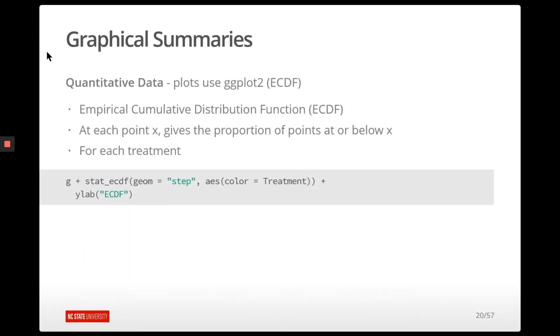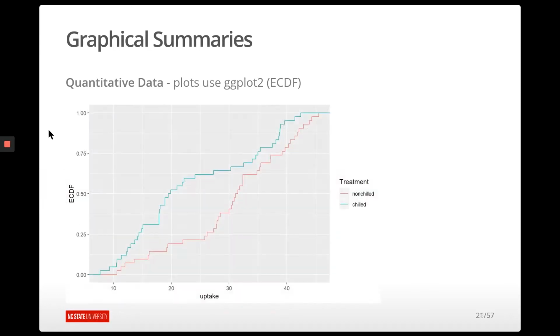But even if you're going to use a stat layer, it's still really easy to change it up and add different options to it. So here we're going to add an aesthetic for color, and we're going to color by treatment. So essentially I'm going to get two empirical CDFs, one for non-chilled and one for chilled. And then I'm also going to add a layer corresponding to the Y label, just to make it a little bit more intuitive. If you've ever done survival data or dealt with data like that, ECDFs are used quite a bit.